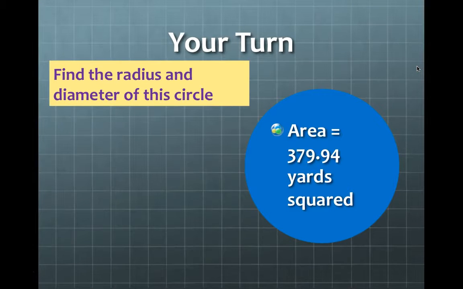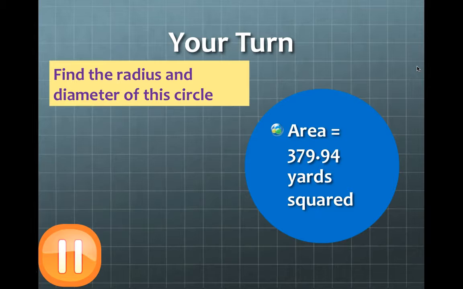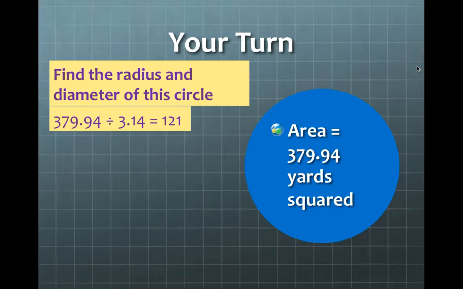It's your turn again. Please find the radius and diameter of this circle. We'll pause the tape at this time. And let's see how you did. So we take the given area, which is 379.94 yards squared, divide it by pi. It comes out at 121.